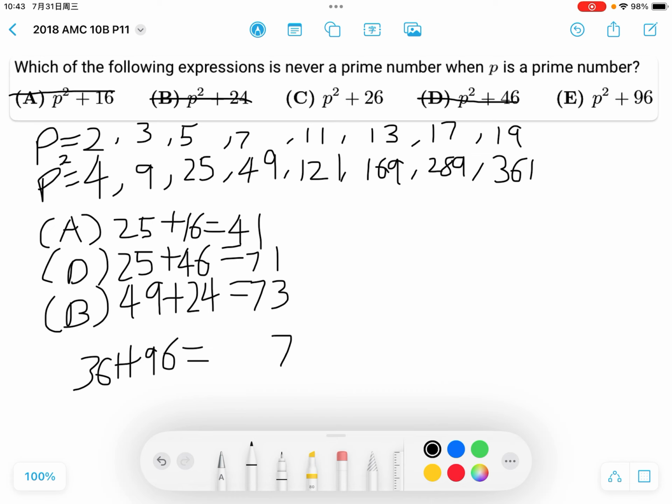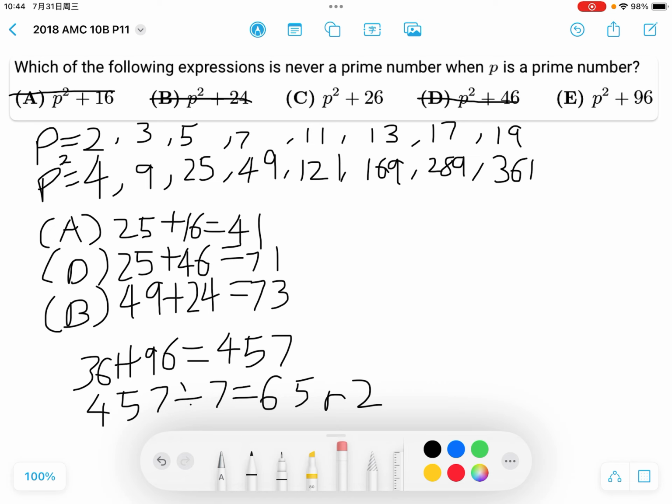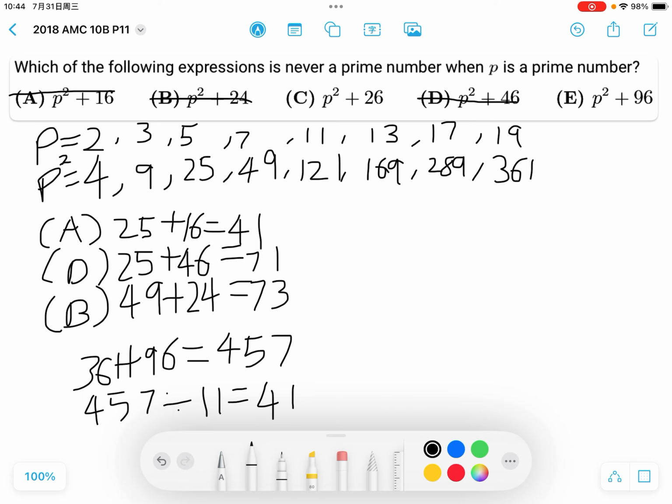This gives me 1 plus 6 is 7, 6 plus 9 is 15. That gives me 457. So 457 isn't divisible by 2, 3, 5. So let's see if it's divisible by 7. 457 divided by 7: 7 times 6 is 42. 37 divided by 7 gives me 5 with a remainder of 2, so it's not divisible by 7. Let's try 11. If we divide 457 by 11, we have 4 times 11, which is 44, and then you have 17 divided by 11, which is 1, remainder 6. So it's not divisible by 11.